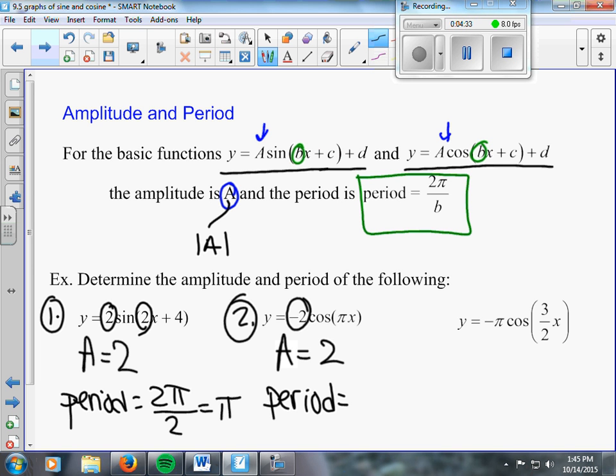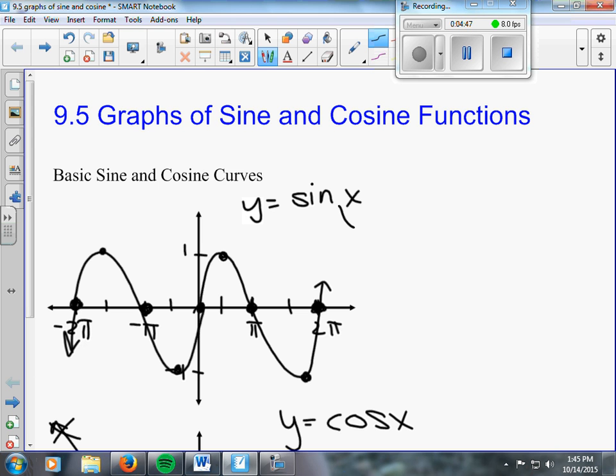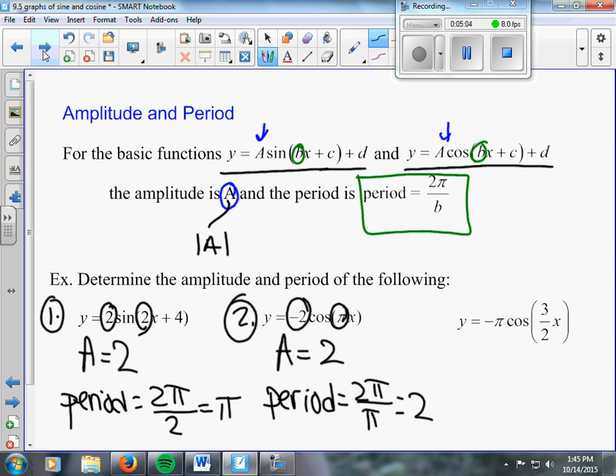Okay, so the period is going to be 2 pi divided by this pi. So now my period is 2. The period tells you how long a cycle is. So normally sine and cosine have a period of 2 pi. If you look at this, b is 1, and so my period is 2 pi over 1, or 2 pi. And so the length of one complete cycle is 2 pi. And then that just repeats over and over and over again. Okay. And then I'm going to let you guys work on number 3.